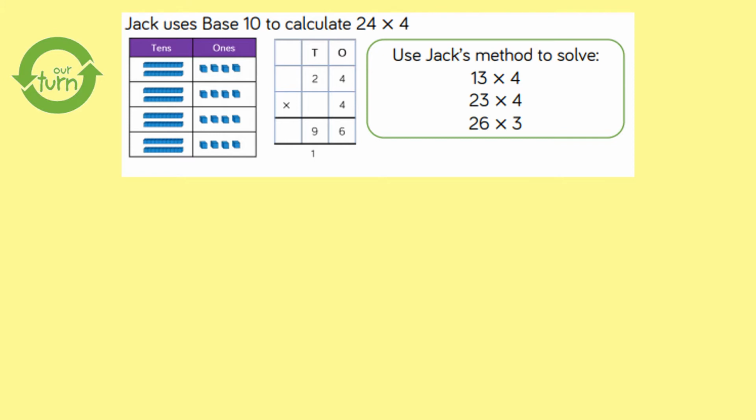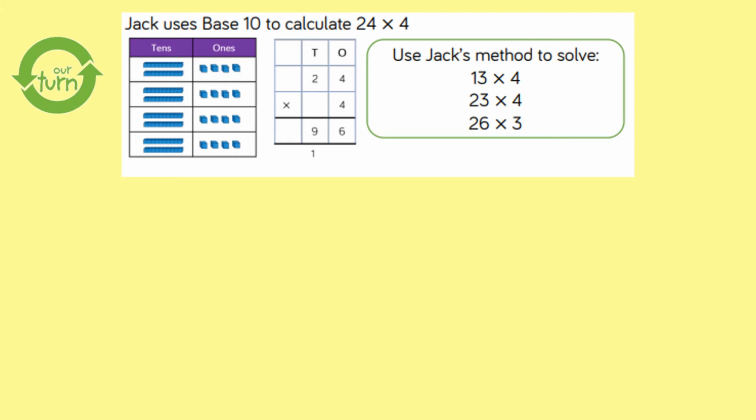So then what Jack has done is he has times our 2, remember it's actually a 20, 2 by 4, which equals 8. But he hasn't written 8 there, has he? Why do you think he hasn't? That's right, it's because he has added the 1 that we needed to because it was from the 16, so he's then got 9. What I would like you to do is pause the video and use Jack's method to solve 13 times 4, 23 times 4 and 26 times 3. Have a go on your piece of paper and unpause when you are finished.